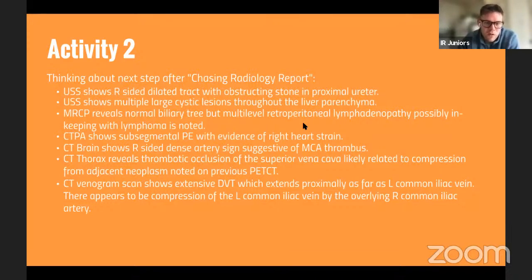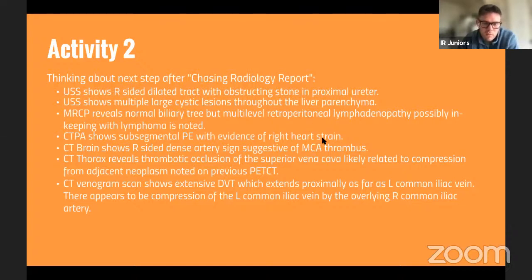CTPA shows a subsegmental PE with evidence of right heart strain. So obviously this is a submassive PE here. And the patient will very likely already be on anticoagulation, but it's important to ask those questions when you're chasing a CTPA. Are they already anticoagulated? What's the plan if there's a big PE? What are we going to do next? And a result like this would be one that you'd want to talk to a senior about, whether they need direct thrombolysis, or that's going to be a more senior decision.